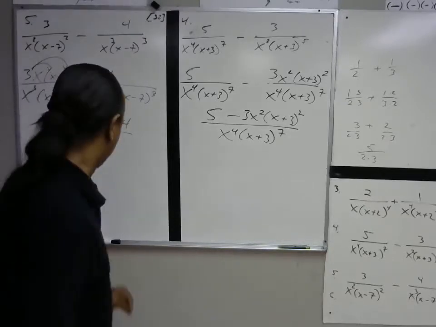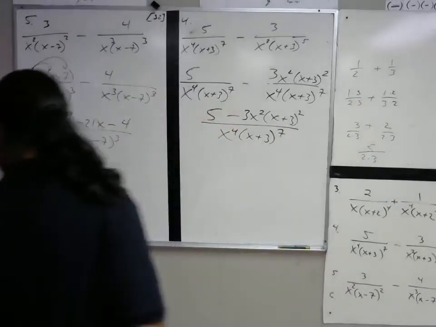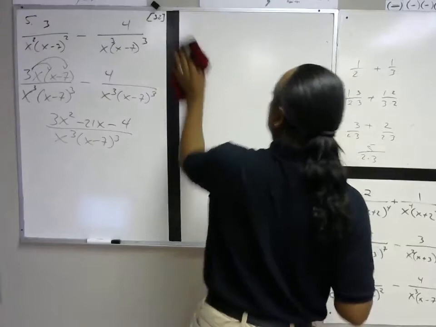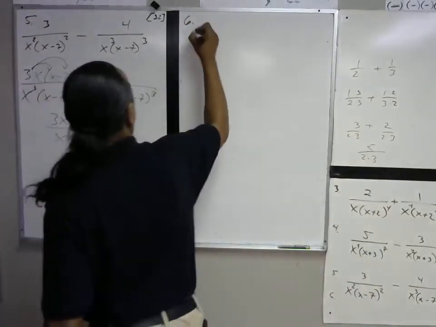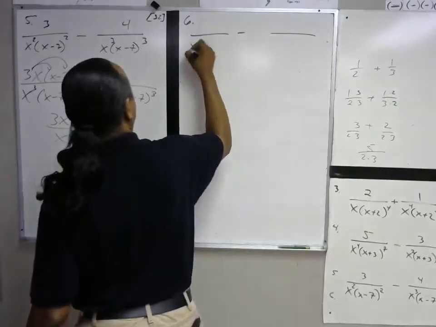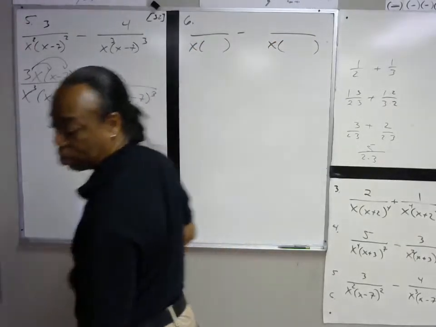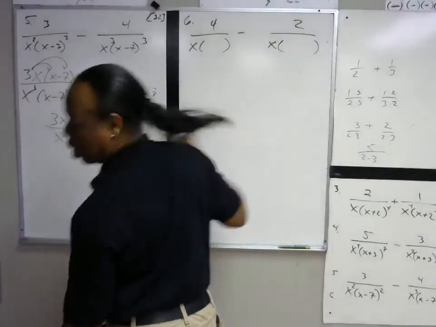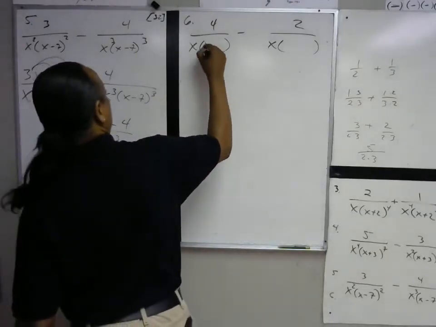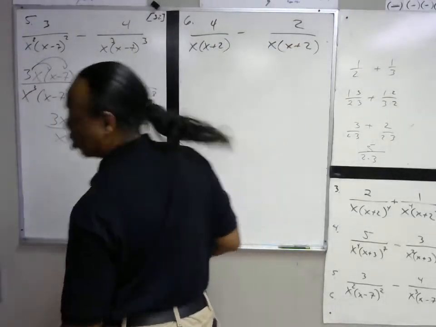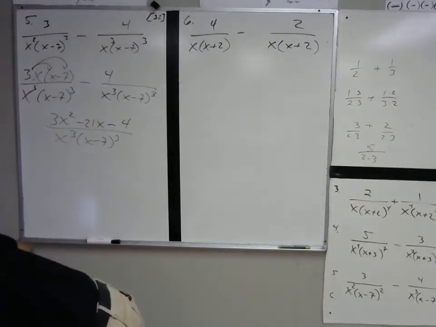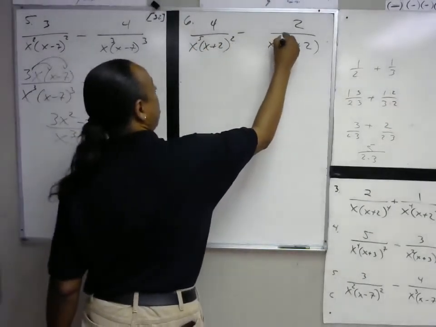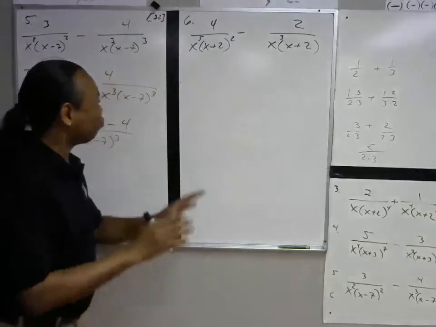Okay. And one more, number 6. Number 6 is still on the computer, so I'm going to look here. I think I know the essence of number 6. So 4 and 2. And the numbers are going to be x plus 2, x plus 2, x plus 2. And the powers are 5, 2, and 3. Okay, so here we go.